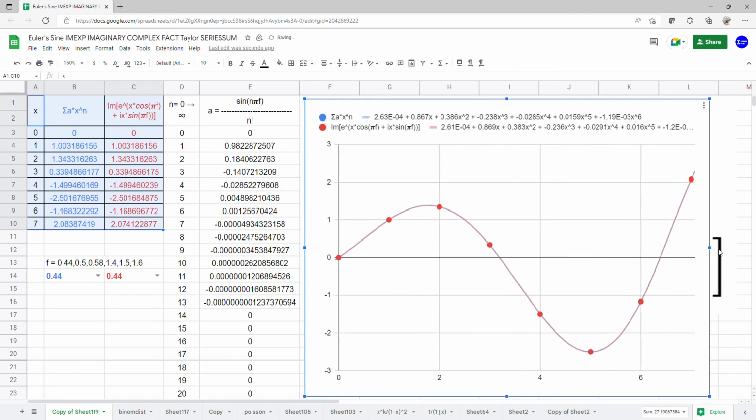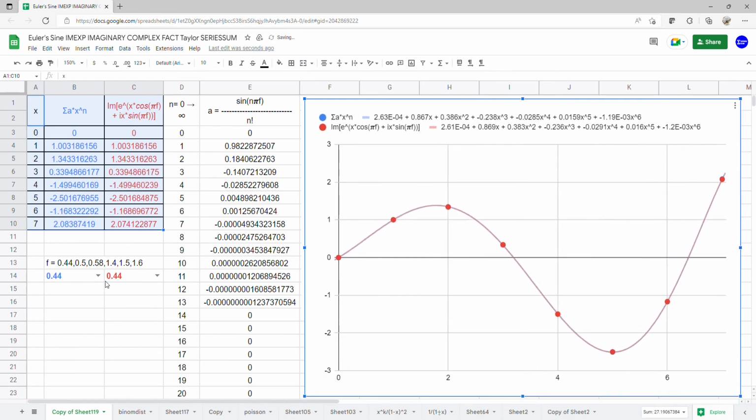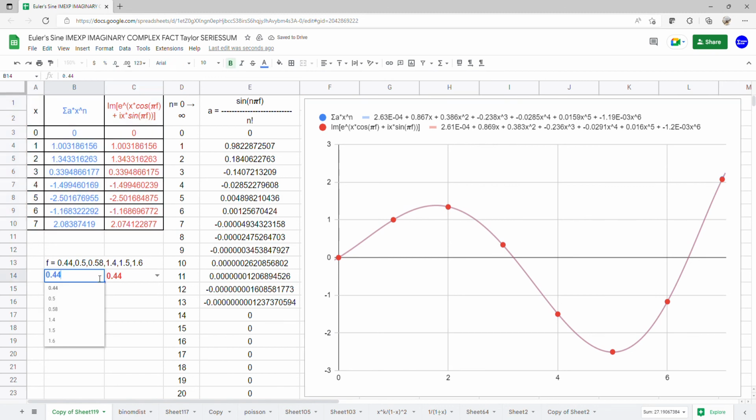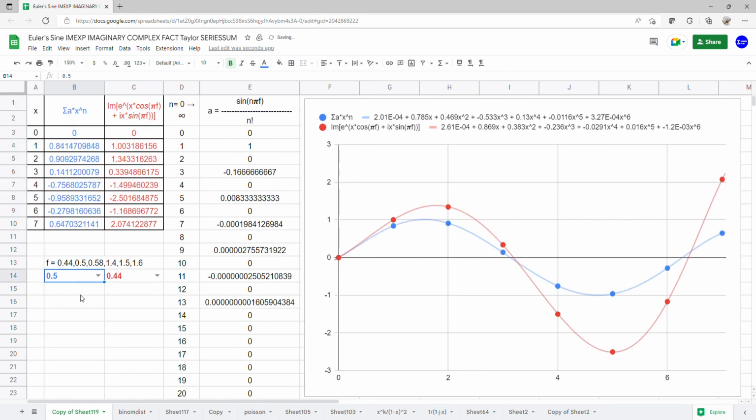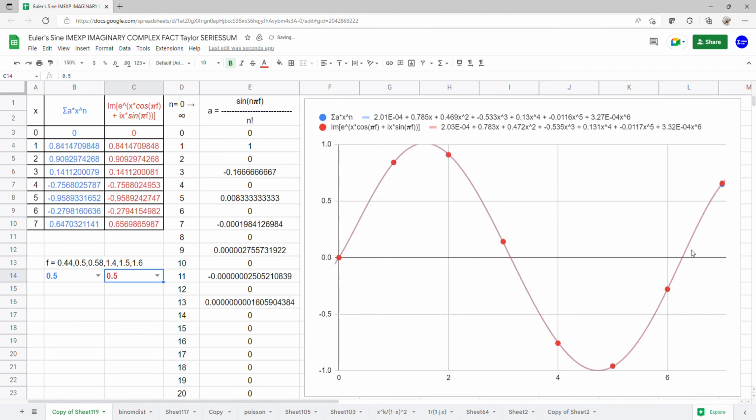of the sine function. We can change the value of f to 0.5. So the blue one is this one. It's a sine function. We change this also to 0.5. Now they are the same. It's a steady state sine function.